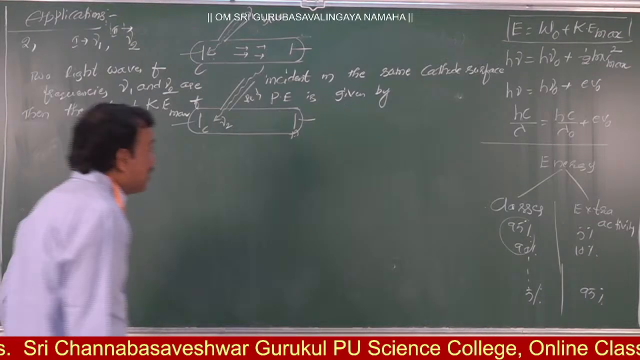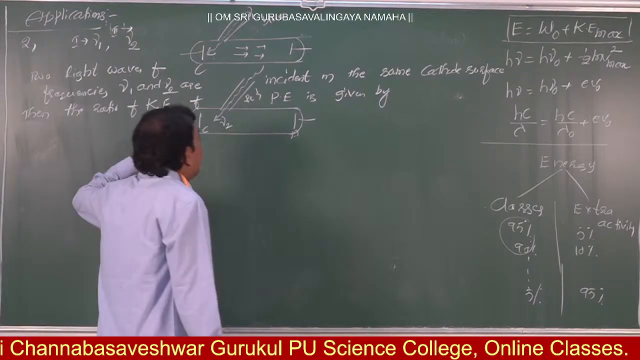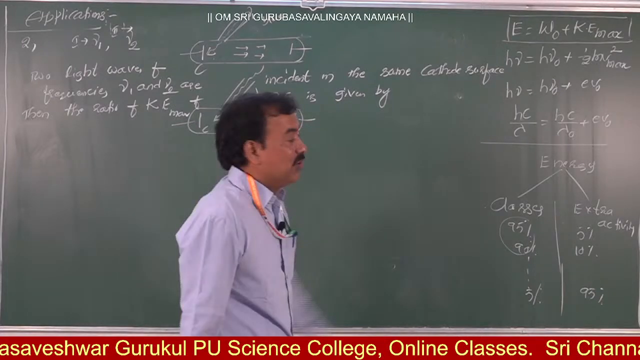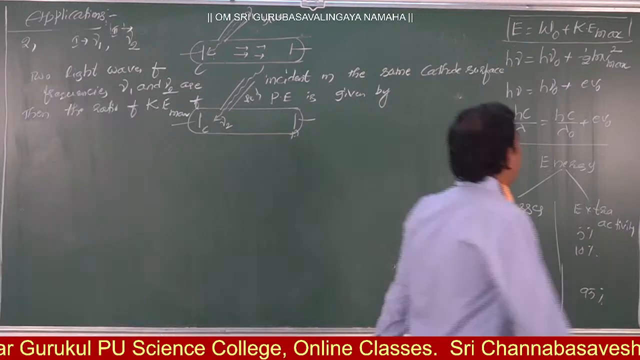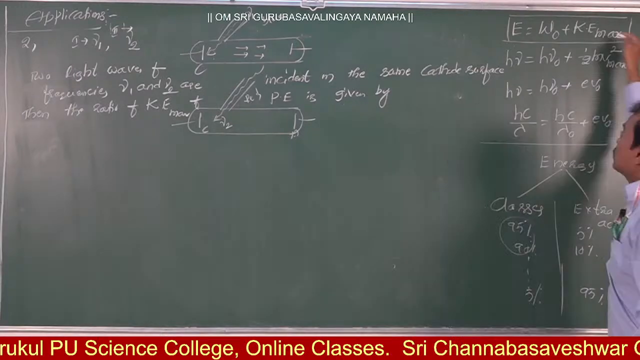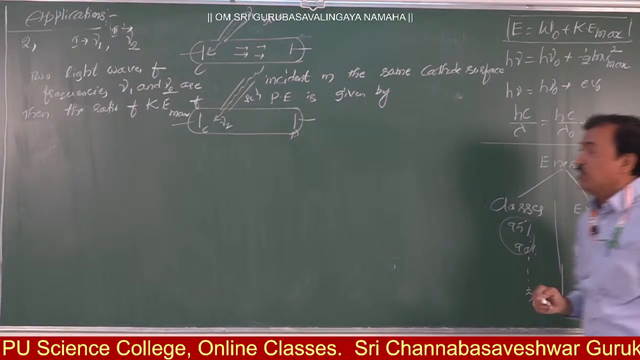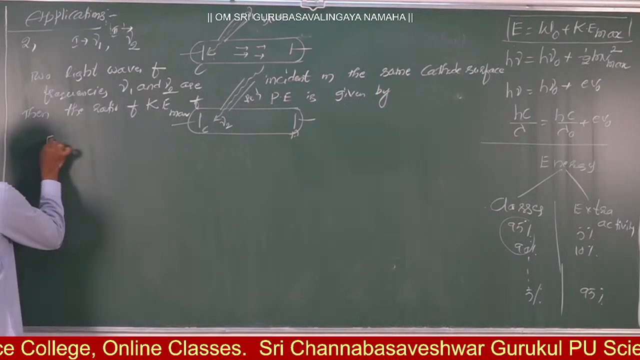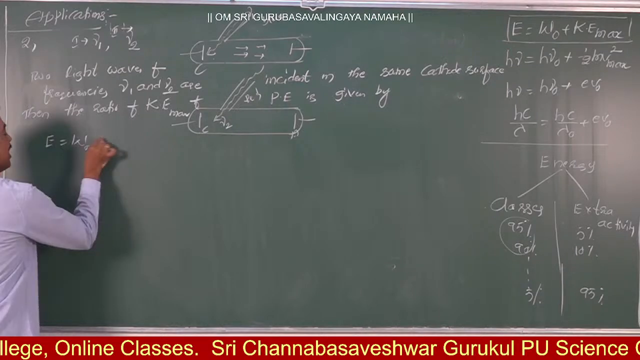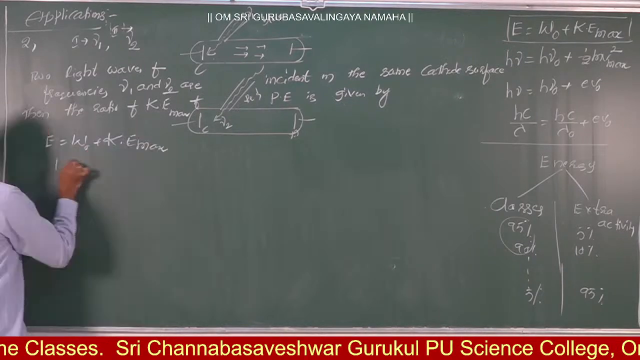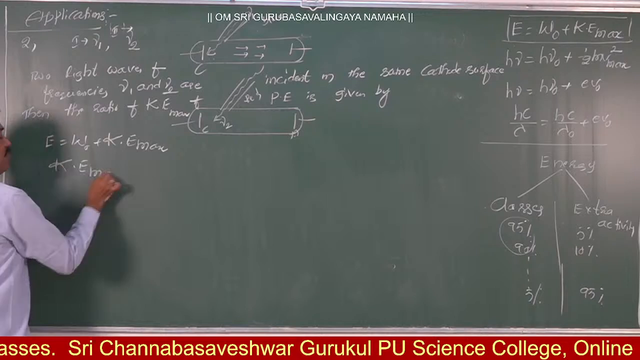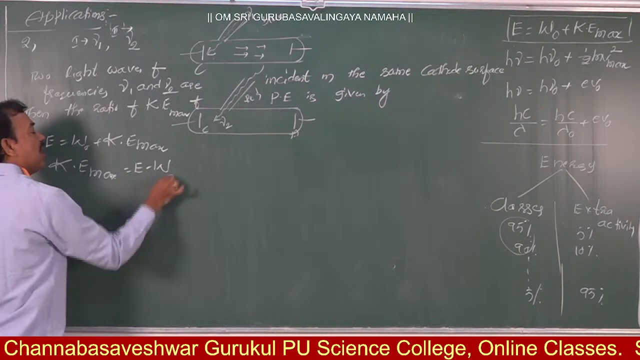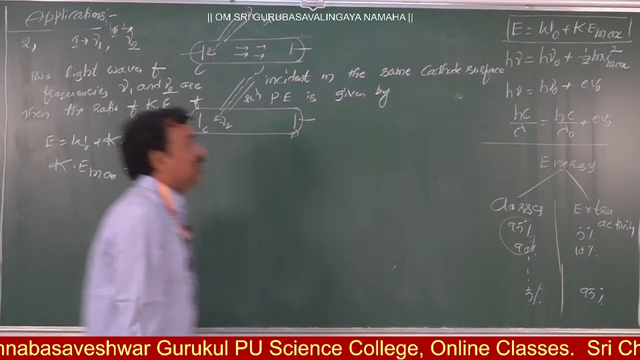So now again, what is the ratio of the maximum kinetic energy of the photoelectrons? What is the Kmax equation? Now you have to use these equations. E is equal to W naught plus Kmax. So Kmax is equal to E minus W naught.